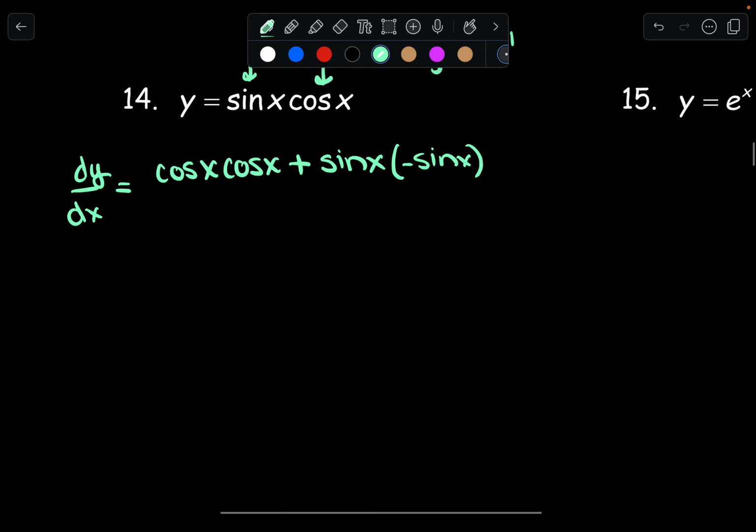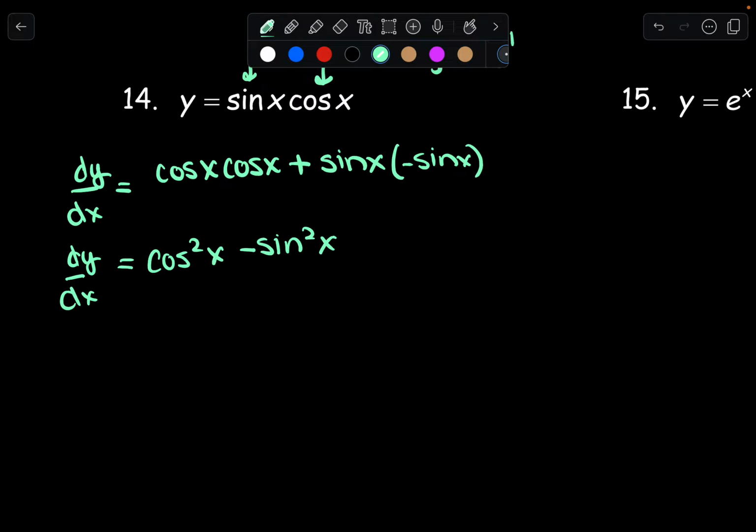All right, so again, if this was a free response, which you will not see this as a free response, you could leave it the same. However, if it was multiple choice, it will look different. So let's go ahead and simplify. So we have cosine squared of x minus sine squared x.